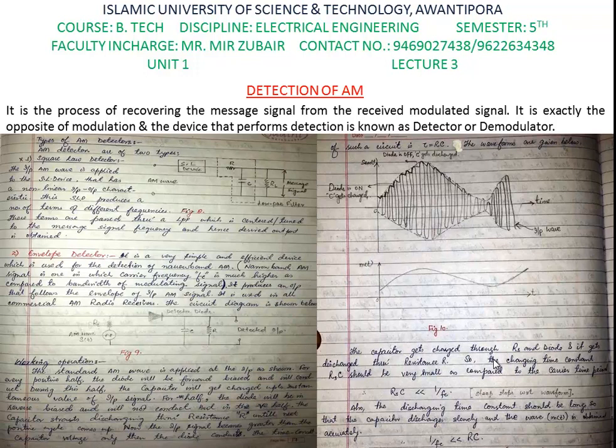The input AM wave is applied to the square law device that has a non-linear input output characteristic. This square law device produces a number of terms of different frequencies. These terms are then passed through a low pass filter which is tuned around the message signal frequency, and hence the desired output is obtained.